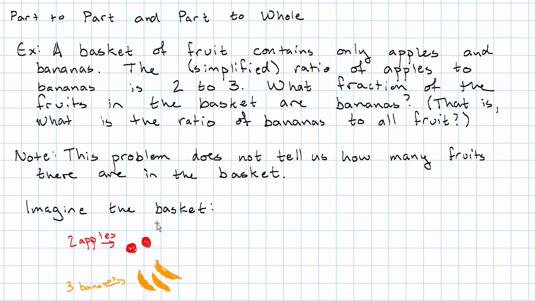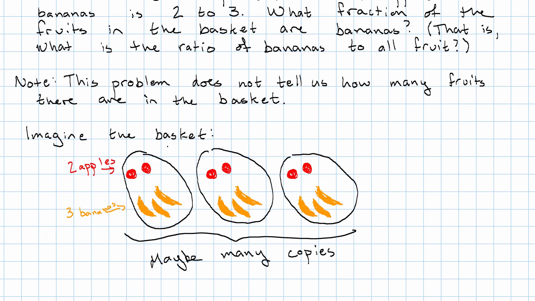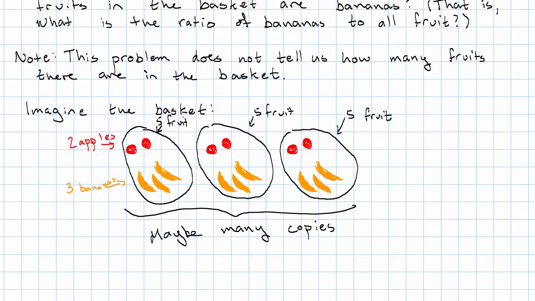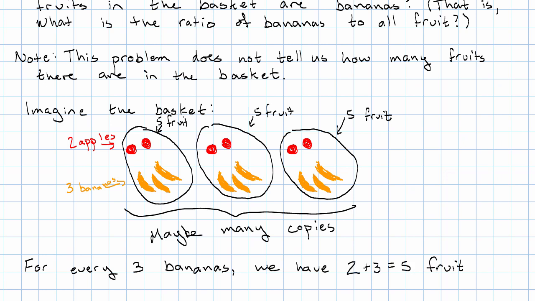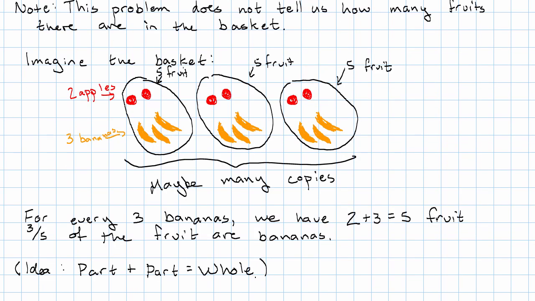We have a group of 2 apples and 3 bananas, and we might have several copies of that group, but always 3 bananas for every 2 apples. So in each of these groups, we have 5 fruit. In other words, every time we have one of these groups that contains 3 bananas, we have 5 fruit. In other words, the 2 plus 3, 2 apples plus 3 bananas, 3 out of every 5 fruit are bananas. What's the big idea? We add together the parts to get the whole.